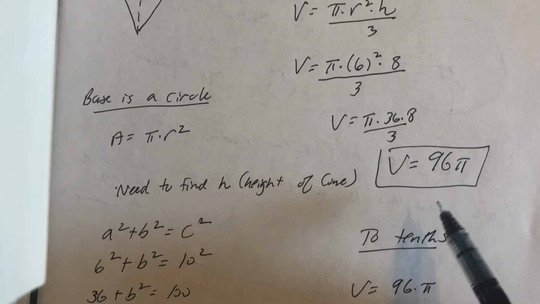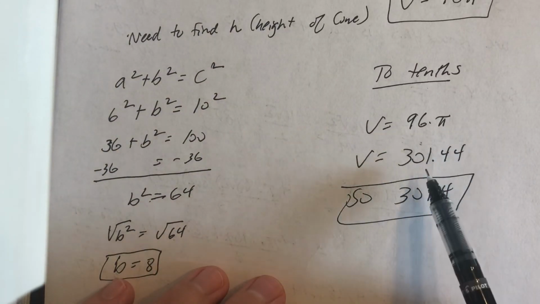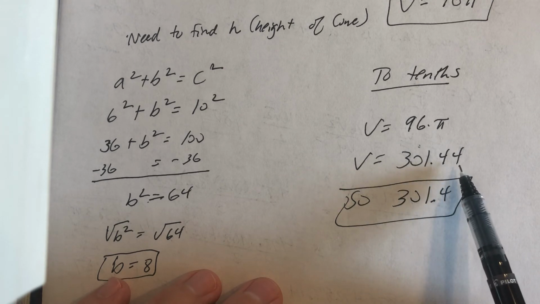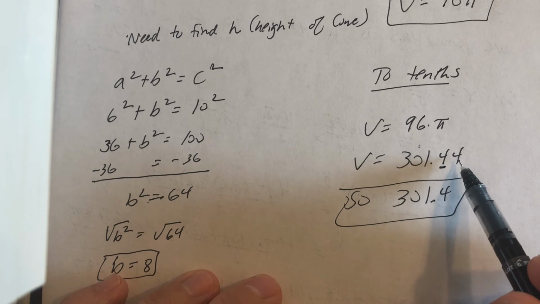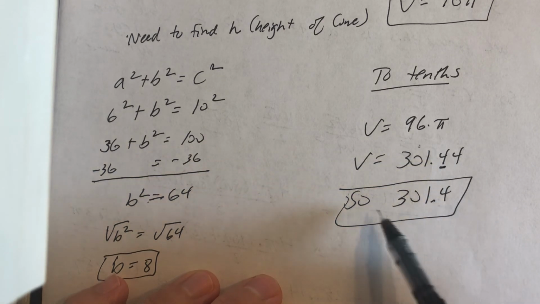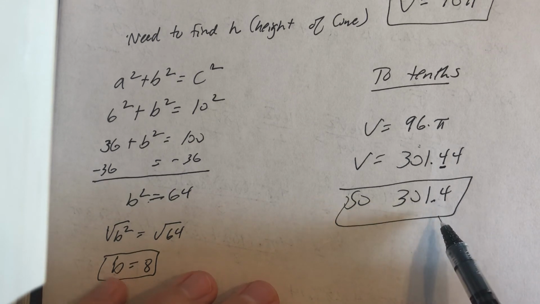Now when you go to the tenths position and I go ahead and I multiply on my calculator 96 times pi, it comes out to be 301.44. So using the rules of rounding, I'm rounding to the tenths position. I look to the right. Since that number is less than 5, this stays the same. I drop the rest of the digits. So for me, my answer to the tenths position is 301.4.